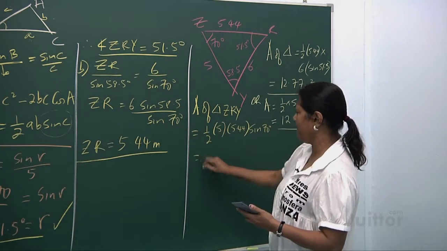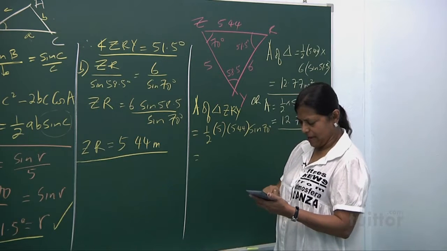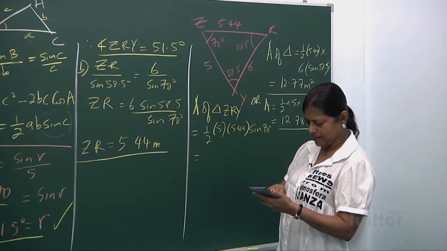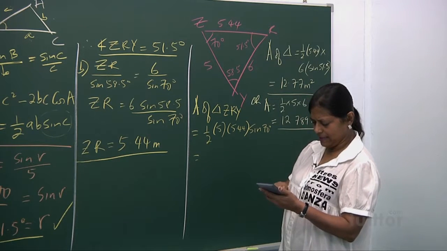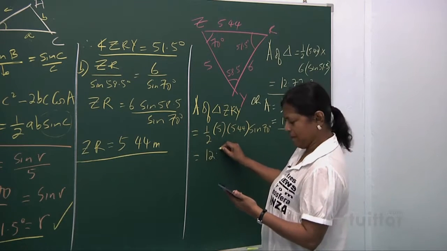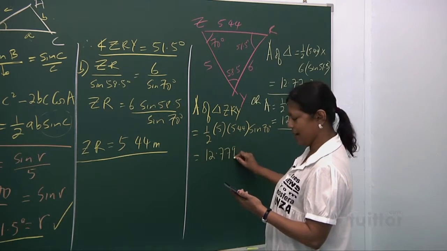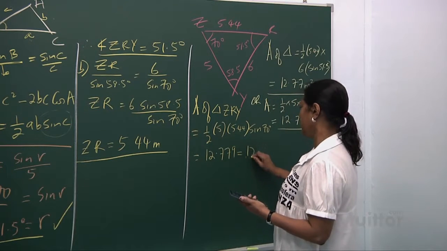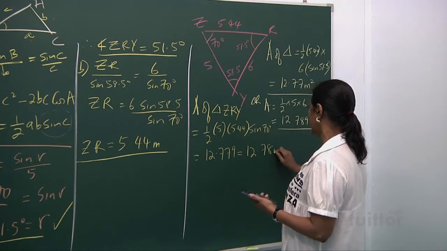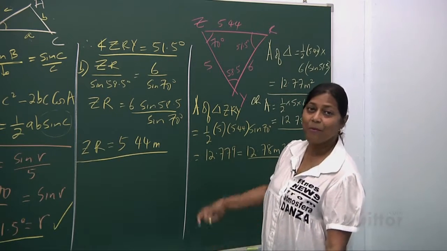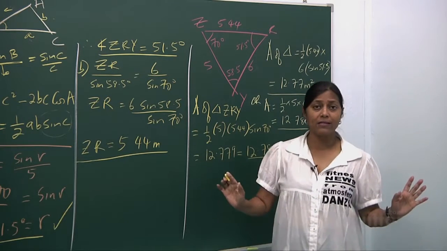Please do help me there. 5 times 5.44 sine 70, and then the answer divided by 2. You wouldn't believe it, I got 12.7798. It's about 12.78. So looking at these answers, I would say most look like 12.78. All right, but whichever way you do, they're all accepted.